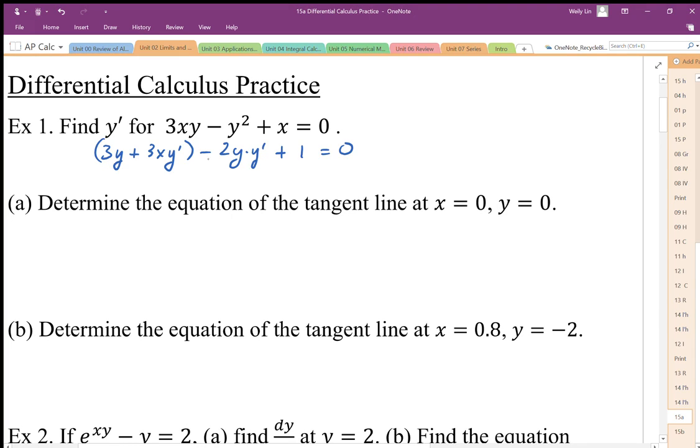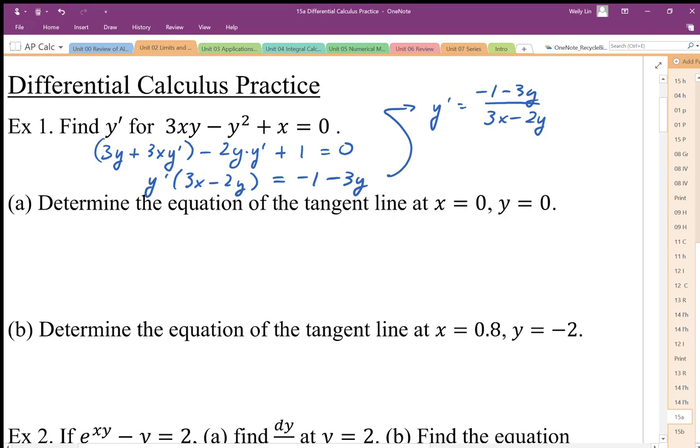Now we should group our y primes. So we end up with y prime times (3x minus 2y), and then make it equal to negative 1 minus 3y over on this side. Solve for y prime, and we end up with negative 1 minus 3y all over 3x minus 2y.